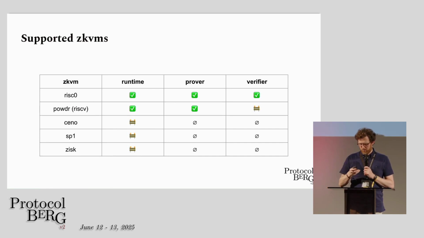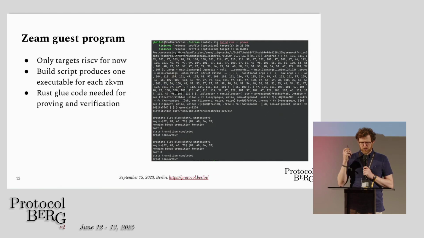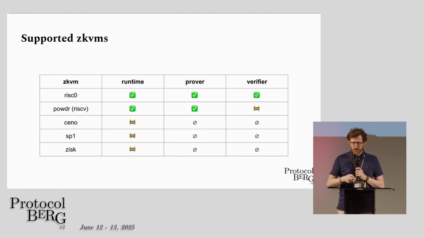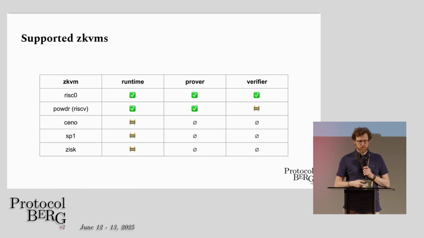like the previous screen was actually a run with ReZero. I also did it with Powder. I got the runtime to work. I got the prover to work. The verifier had some issues, but Powder decided to drop the RISC-V VM. So I guess it was a learning experience. Let's put it this way.